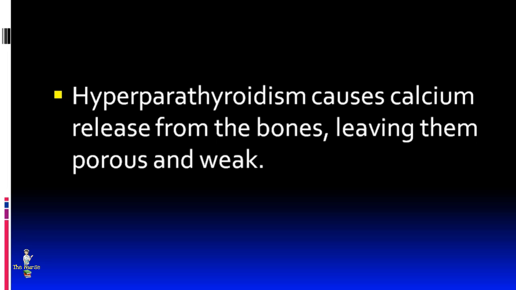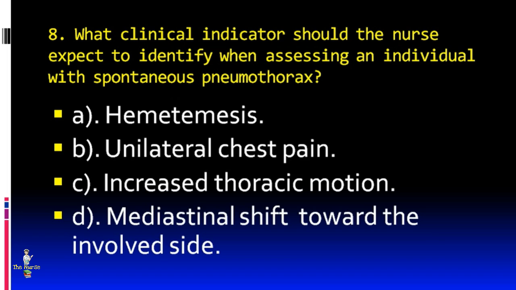Next question. What clinical indicator should the nurse expect to identify when assessing an individual with spontaneous pneumothorax? Hematemesis, unilateral chest pain, increased thoracic motion, mediastinal shift towards the involved side.